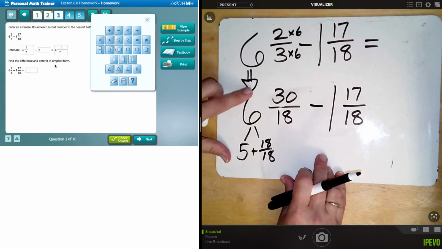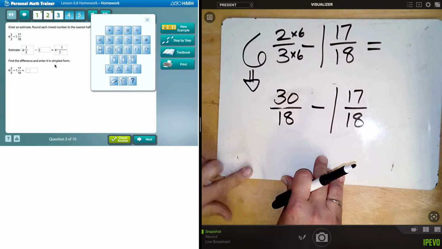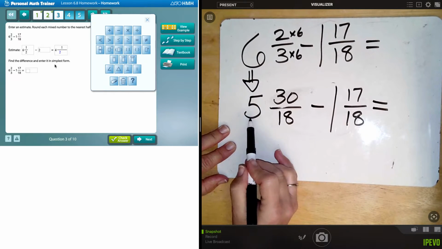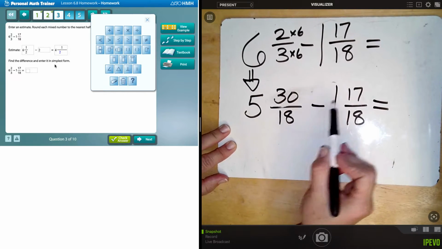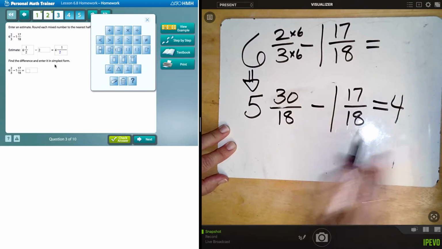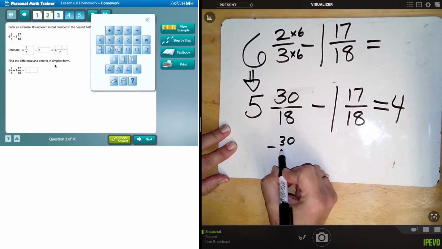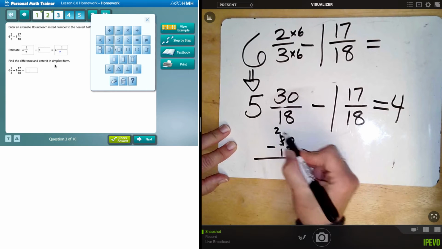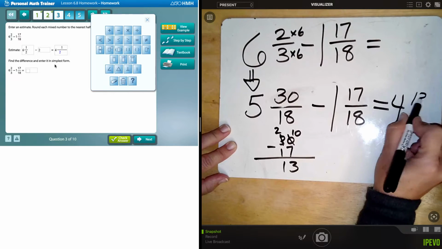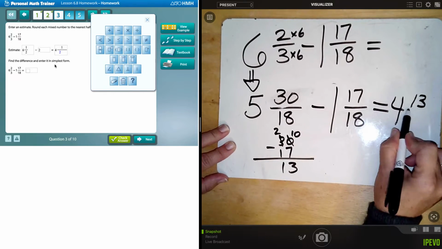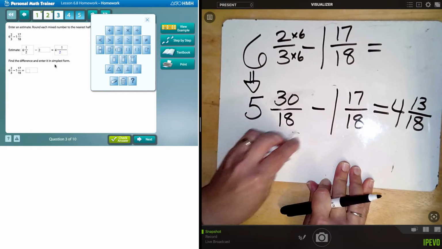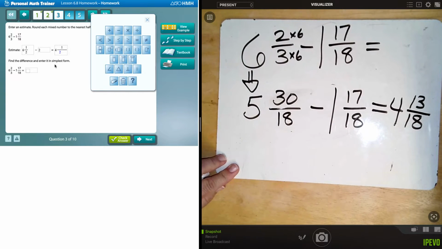So my whole number in the mixed number is now 5. So now, can I do this? 5 and 30/18 minus 1 and 17/18. I can. 5 minus 1 is 4, right? And 30 minus 17, kind of tricky for me to do in my head. I do have to regroup. Okay. And so my numerator is 13. And my denominator stays the same. So my exact answer is 4 and 13/18.